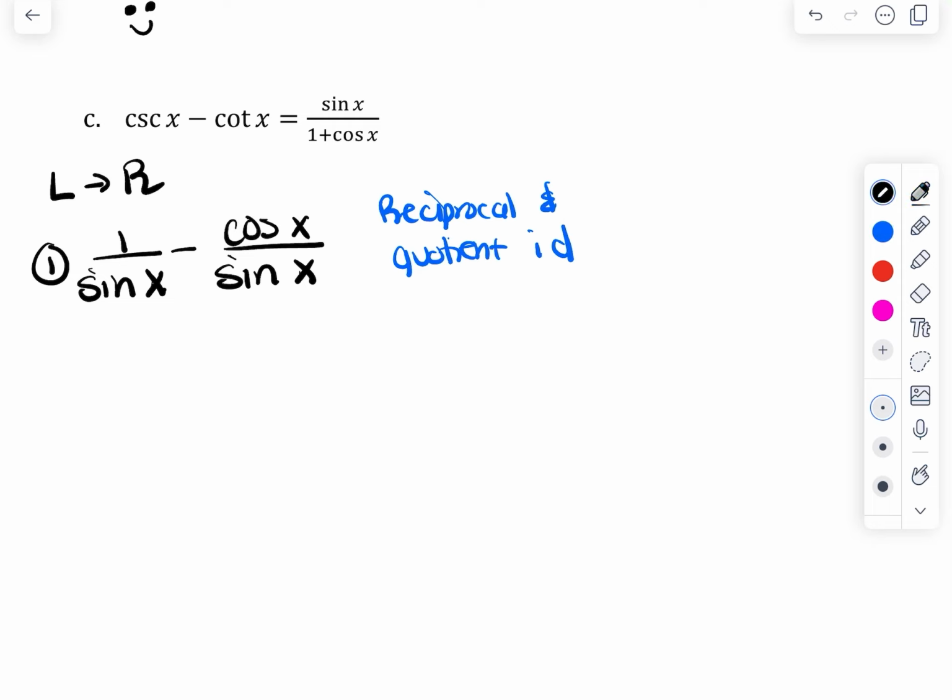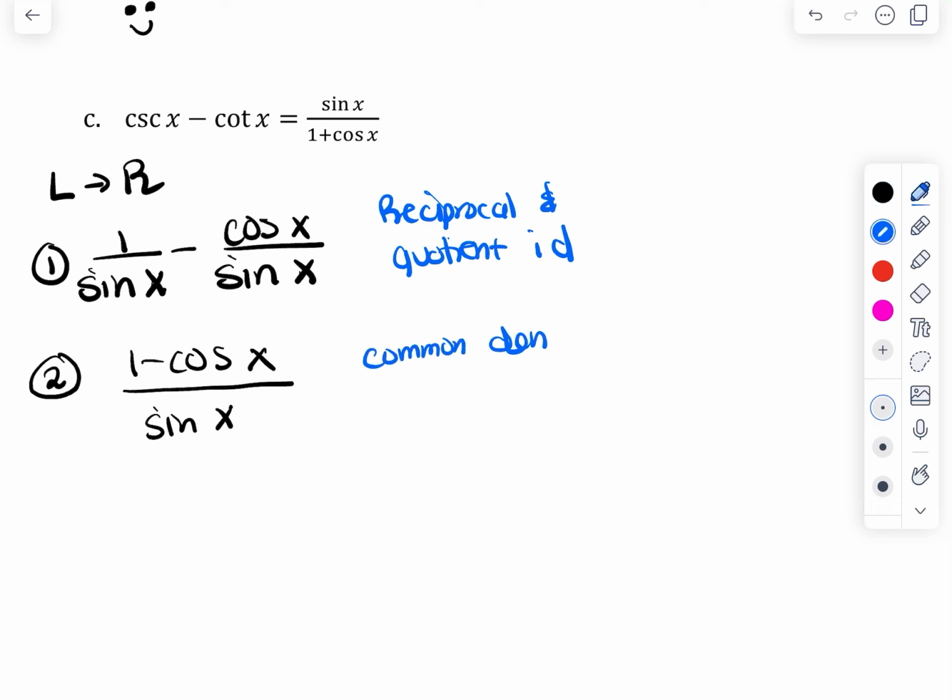Okay, step 2, I see a common denominator. It's already done for me. So I can combine these fractions into a single fraction with a common denominator of sine of x. I didn't even need to create one. Okay, so I have 1 minus cosine x over sine x. And what I'm trying to get to is sine x over 1 plus cosine x. This is going to be the first time that we do this, so it would have been probably hard for you to recognize it right now when you're beginning to learn identities.